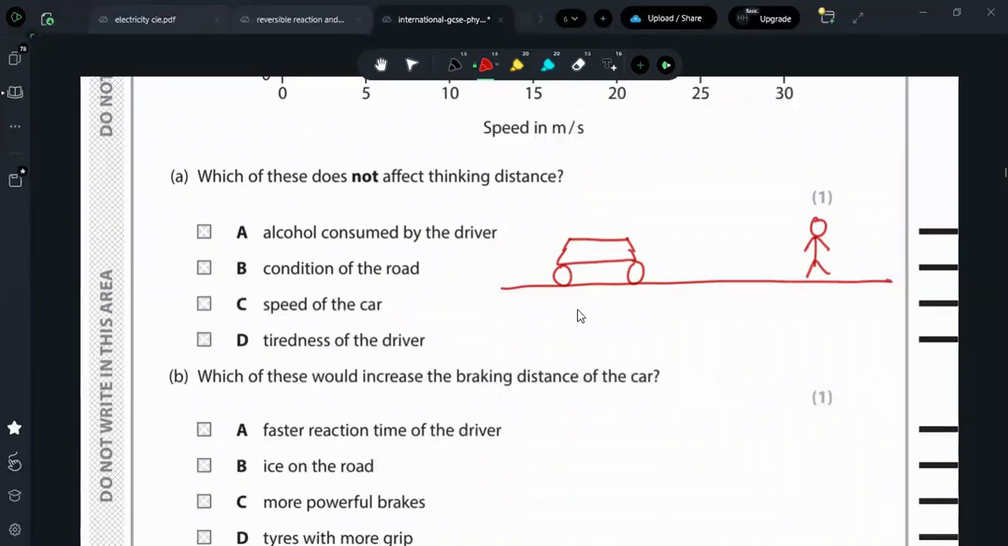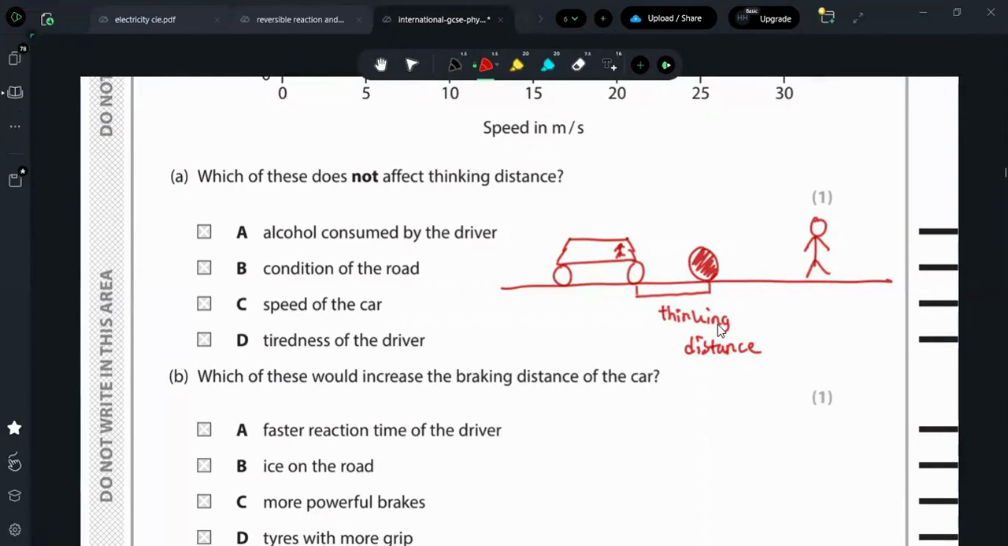First the driver will react, right? The driver will say, oops, there is a person and I need to stop. Every person has a reaction time. So while the driver is reacting, the car will travel some distance, right? The distance traveled during the reaction time is what we call the thinking distance. Then after the car has reached this point, the driver will apply the brake.